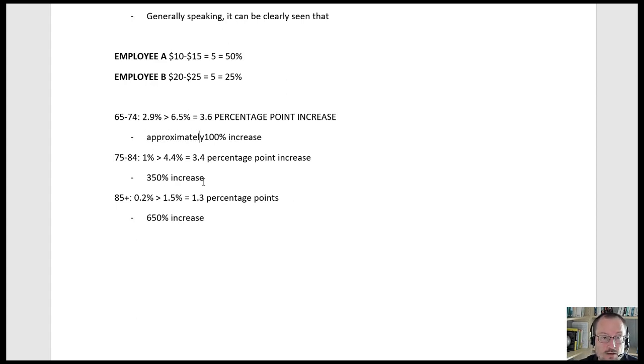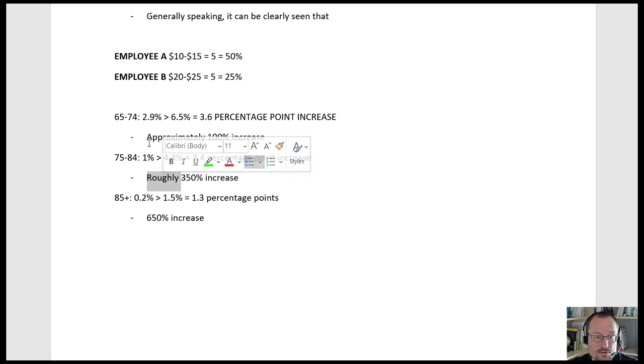We're going to put approximately 100% increase, roughly 350% increase. Okay, we have to use these words because we're not claiming to be super precise. Okay, so despite these numbers, look, this one had the biggest percentage increase. And the one that had the largest percentage point increase actually had the smallest proportional increase.